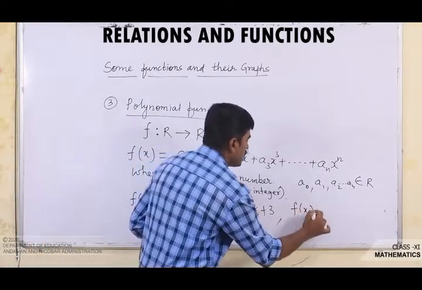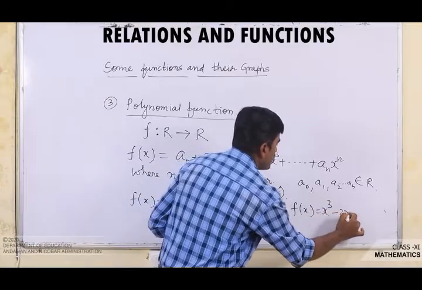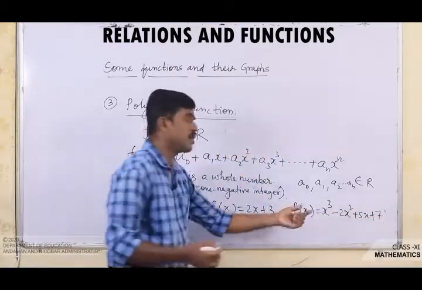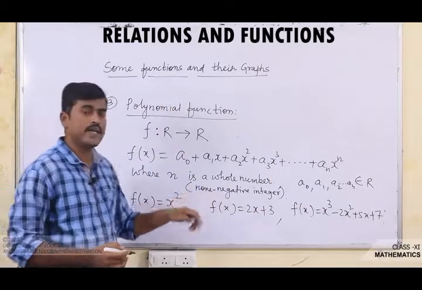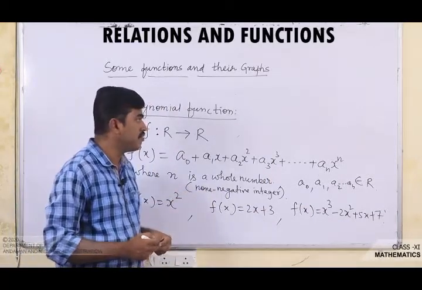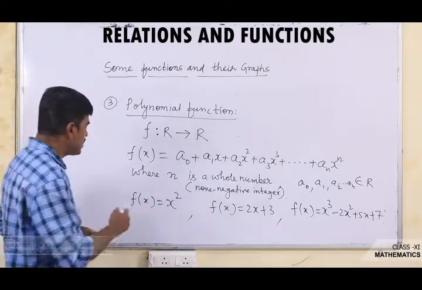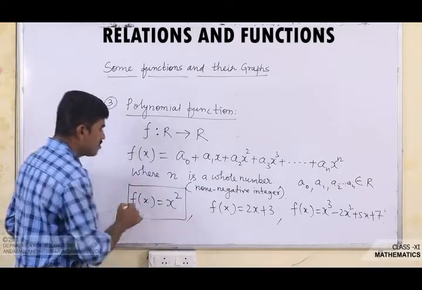Similarly, f of x is equal to x cube minus 2x square plus 5x plus 7. It is also a polynomial, a cubic polynomial. So all these are examples of polynomial functions. Now let us try to draw the graph of any one of these. Let us take f of x is equal to x square.